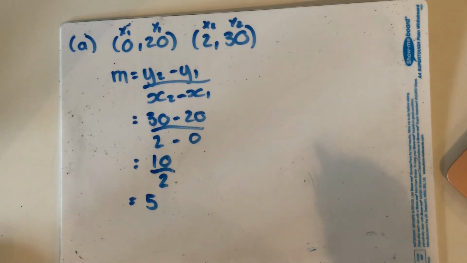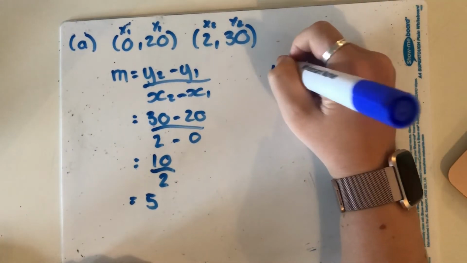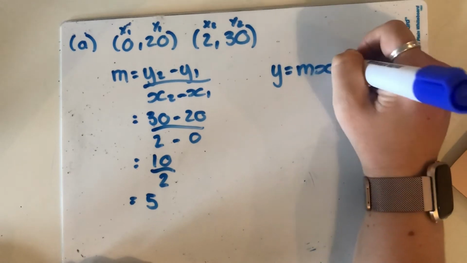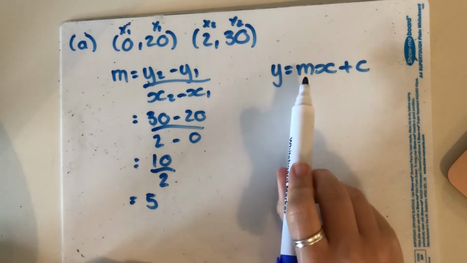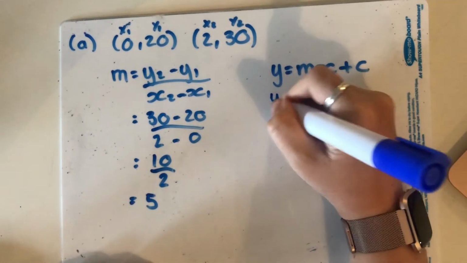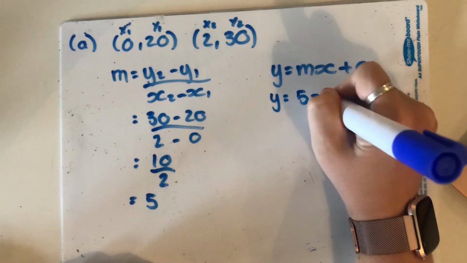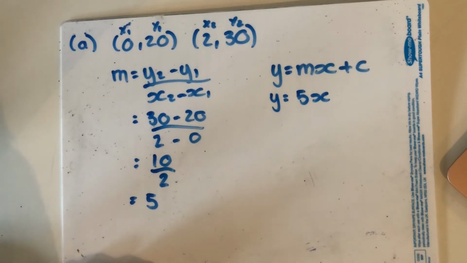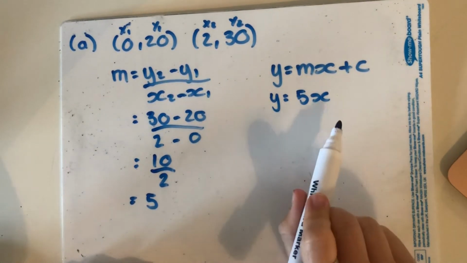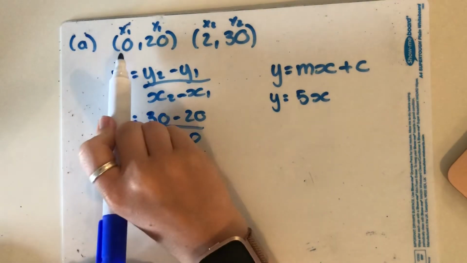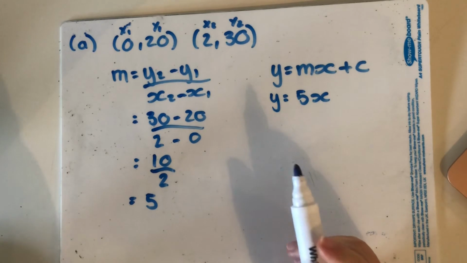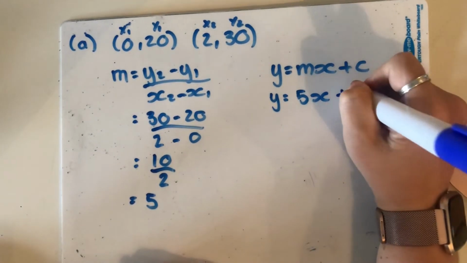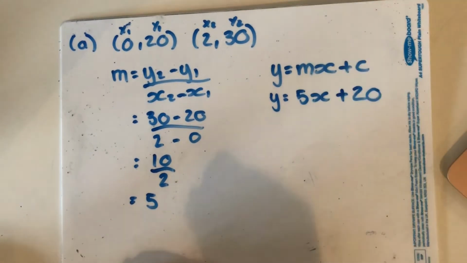So we know the equation of any straight line is y is equal to mx plus c. We know the gradient here is 5, we've just calculated it, so we can say y is equal to 5x. And we know that it cuts the y-axis at 20. You can see that from this point here, or you can see it from the graph on the PowerPoint. So we're going to write plus 20.